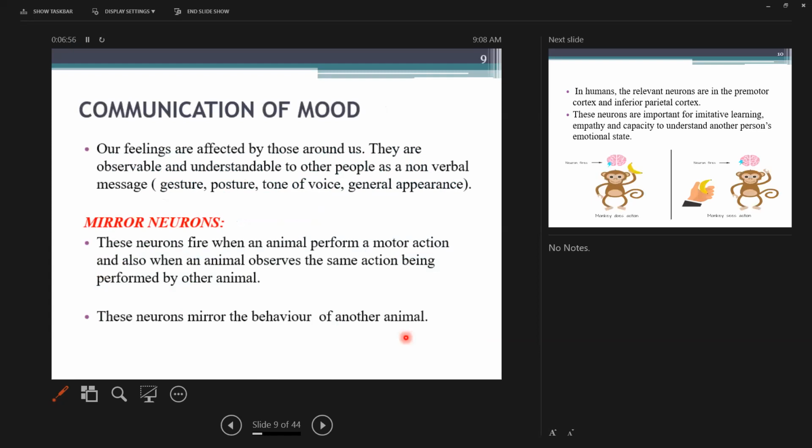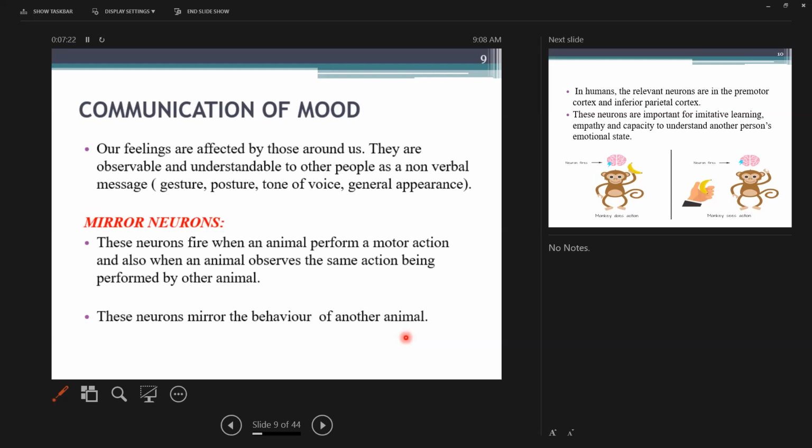Now, communication of mood. Our feelings are affected by those around us. They're observable and understandable to other people as a non-verbal message. Now, in communication of mood, the most important discovery in the decade, the most hyped topic, was the mirror neurons. These mirror neurons were discovered in the 1980s by Giacomo Rizzolatti and his colleagues in macaque monkeys.